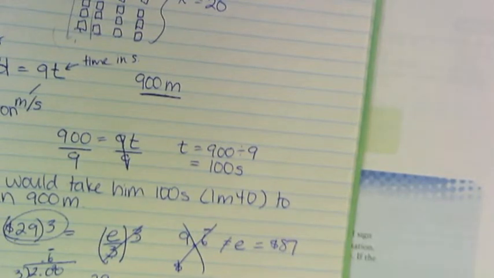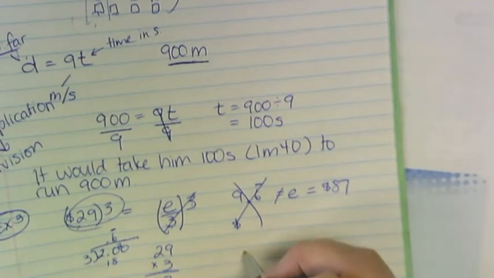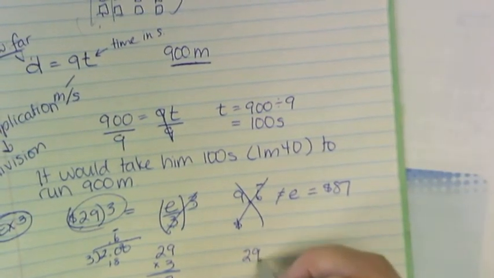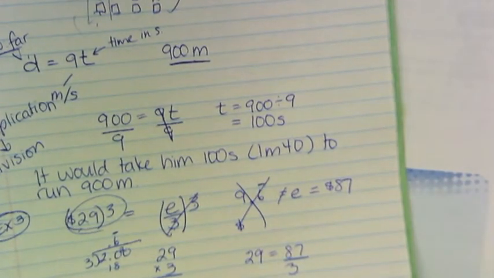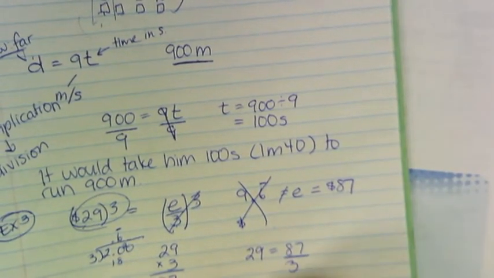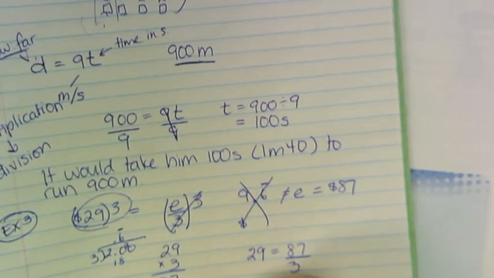How do we know? What do we do to verify our solution? Divide 87 by 3. We put it back into our equation. 29 equals 87 divided by 3. This is what it should equal. So if I take 87, see now this is where that whole dividing by 3 thing is important.